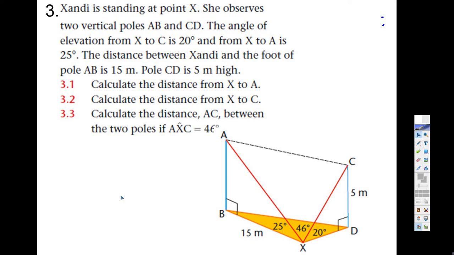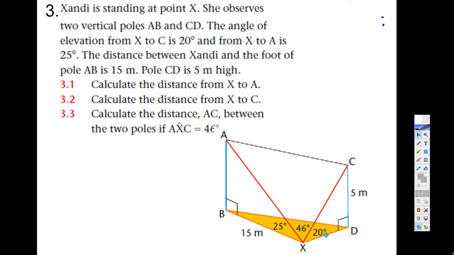Okay, we're going to do more applied questions here in trigonometry. And let's just get started. Now here we've got this person who's standing at the point X and she observes two vertical poles, AB and CD. And it looks like CD is 5 meters high. AB, we don't know how high it is, but the distance from X to B is 15 meters.